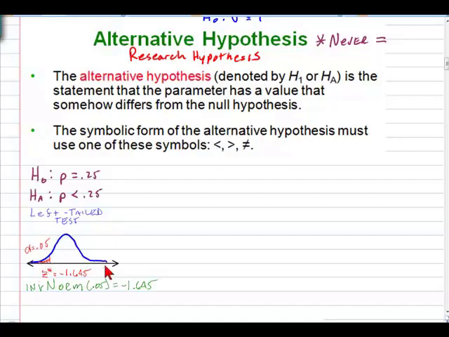You know it's a standard normal distribution because the variable I'm using here is z, and z is the variable we use with a standard normal distribution, which means the mean is 0 and the standard deviation is 1.